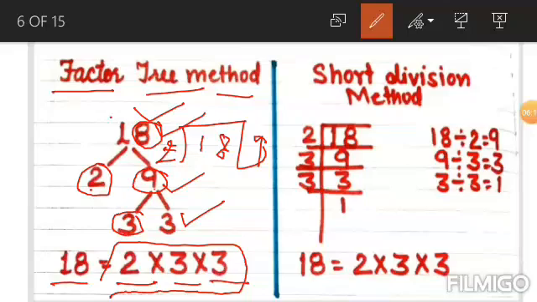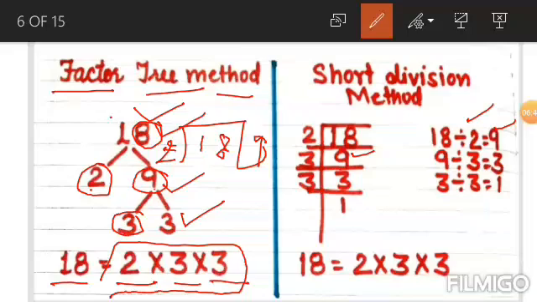Now come to the next method, that is the short division method. Again we will take 18 here. First of all, we will divide 18 by the smallest prime number, that is 2. When we divide 18 by 2, we get 9. We will write 9 under the 18 like this.